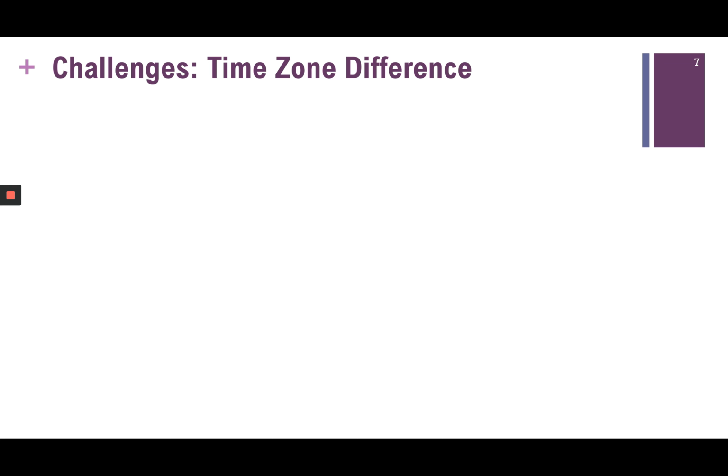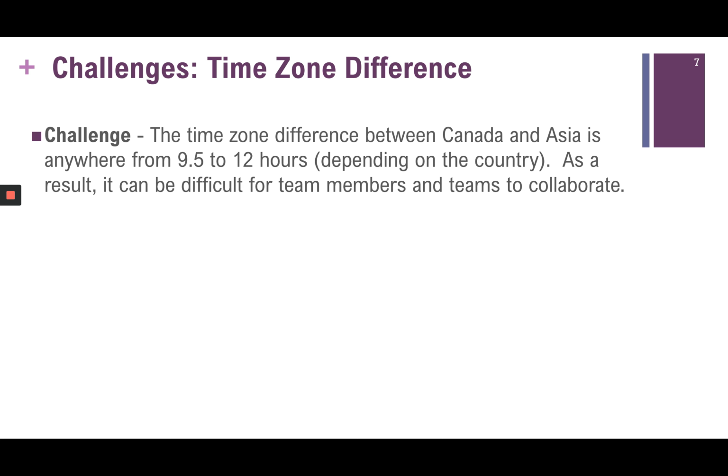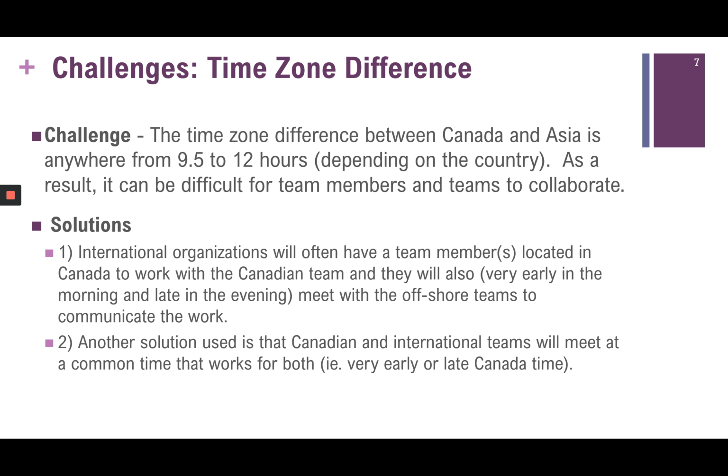Now, some of the challenges. There's time zone differences, as I mentioned. The time zone difference between Canada and Asia is anywhere from 9.5 to 12 hours, depending on the country, and this can cause challenges for team members to communicate and collaborate. So a lot of times they're not really working at the same time.